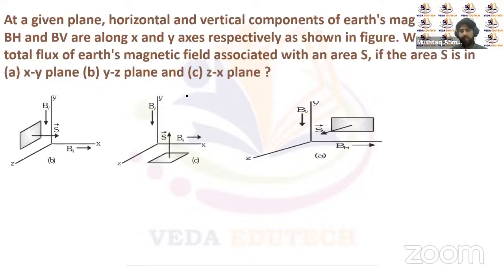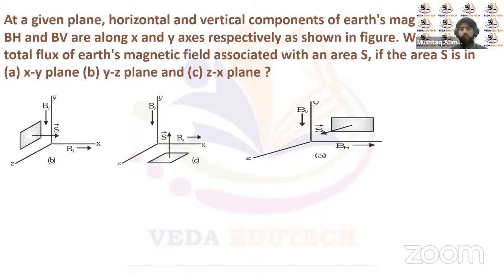Now let's discuss this question here, right? The question says that at a given place, the horizontal and vertical components of Earth's magnetic field are BH and BV. There are two components of the Earth's magnetic field. One is the horizontal component, which we represent by BH. Another is the vertical component, which is represented by BV. They are directed along Y direction and X direction, respectively, as shown in the figure.